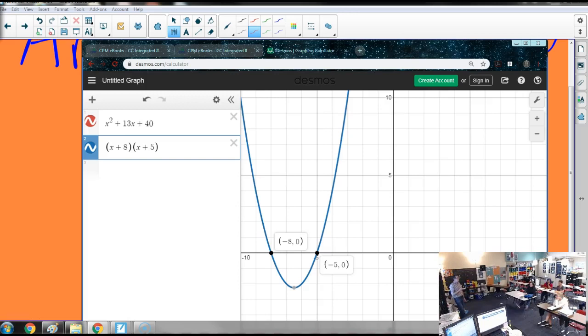What do I know about all parabolas? They go up and down. They cross the x-axis. That is something we know about all parabolas. Will the left side of the parabola look the same as the right side? Yes. Why? Because they're symmetric, right? Which means once we have these zeros, I also can find the vertex.